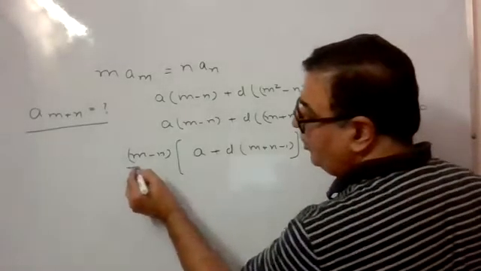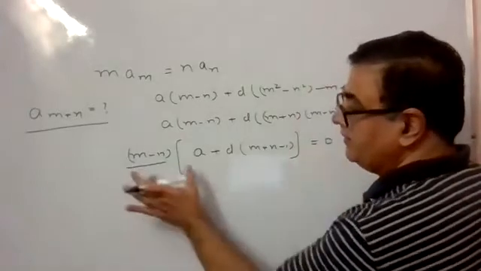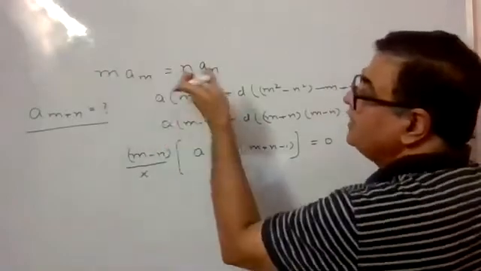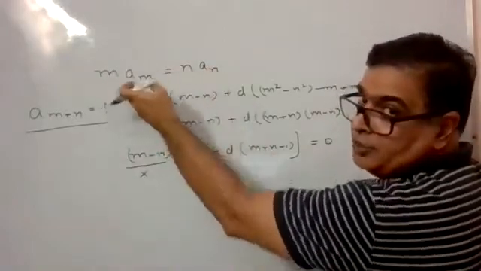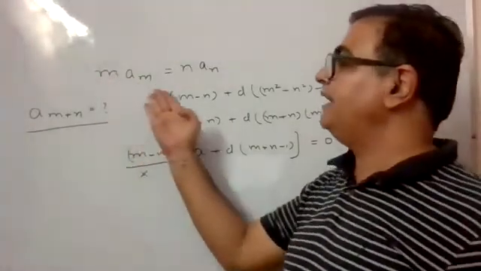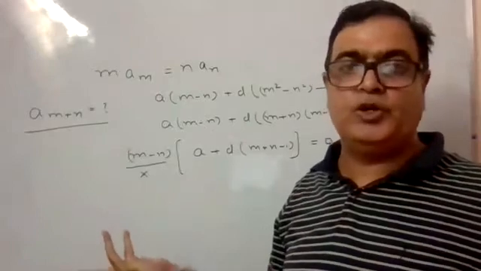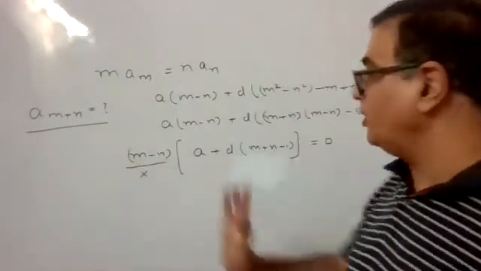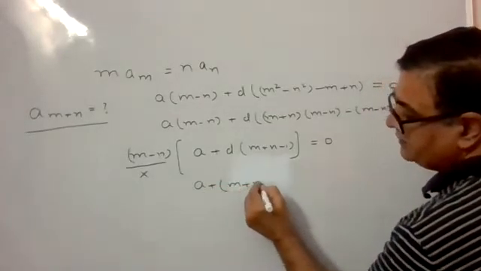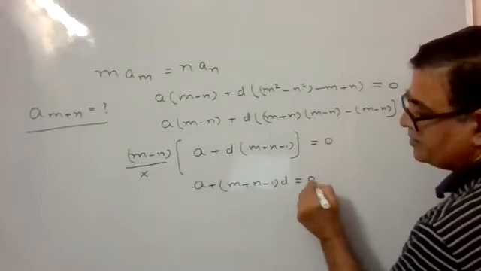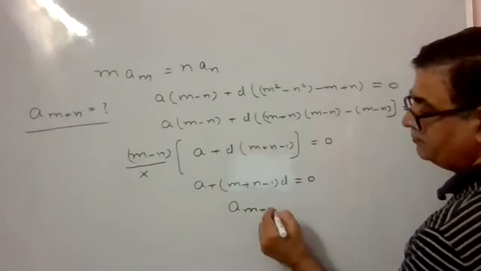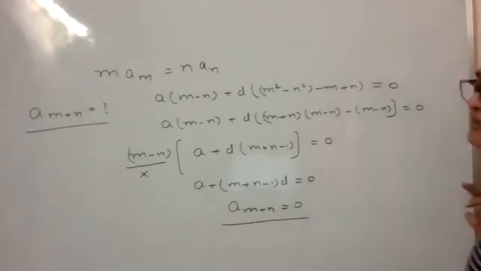m and n cannot be equal. If this product is 0, it means either this is 0 or that is 0. This one being 0 is not possible. Why not? If m is equal to n, then what is the meaning of the question left? The meaning of the question itself is lost. We would be saying m times the mth term is m times the mth term. What do you want to say? So that means this cannot be equal. Then left is only a plus m plus n minus 1 into d coming to 0. And which term is it? It is the m plus nth term. So I should say the m plus nth term is coming 0.